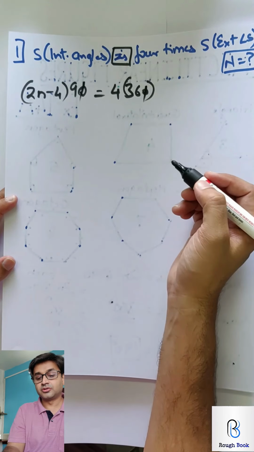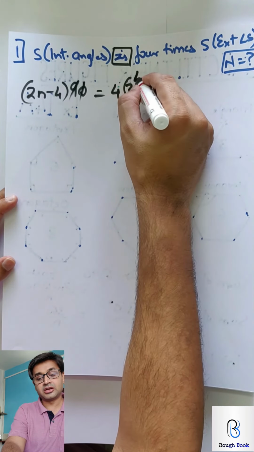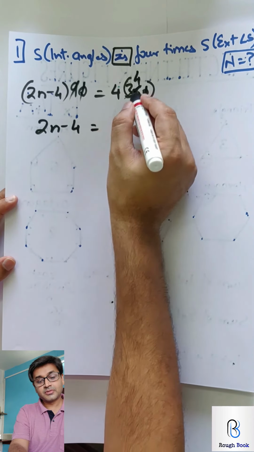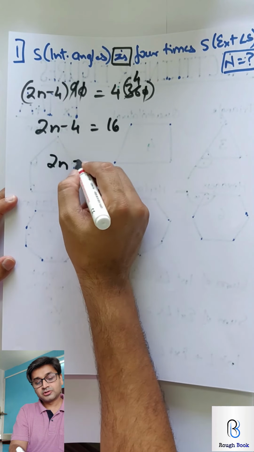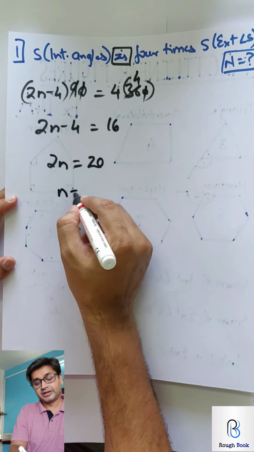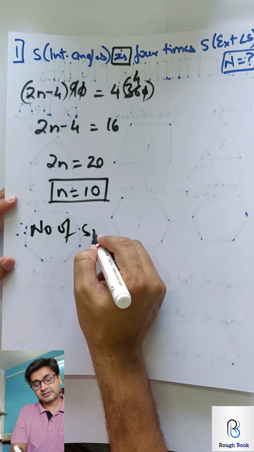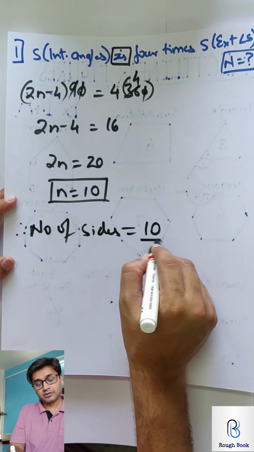So I can cancel this over here. 9 1s are 9, 4 4s are 16. So the life becomes easier. So 2n minus 4, 4 4s are 16. So 2n, 4 goes on the other side, 20. So the value of n is 10. So therefore the number of sides is equal to 10.